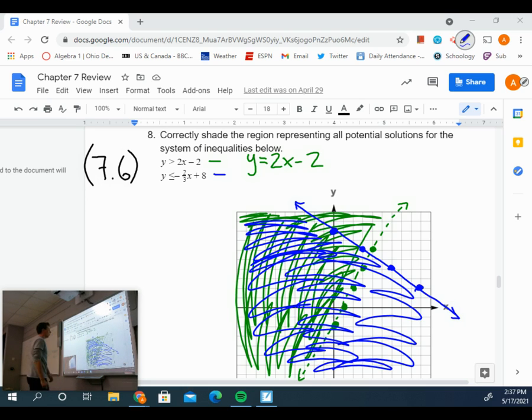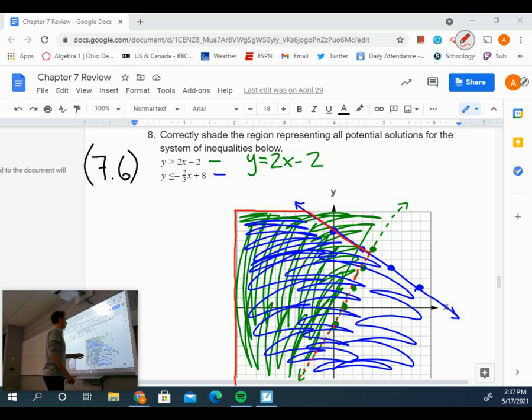In your shaded region, the solution will be this area that got shaded twice, right? Just like when we were graphing systems of equations and where they intersected, the point that got hit twice was the solution to the equations. The area that gets shaded twice are all the potential solutions to this system of inequalities, right?